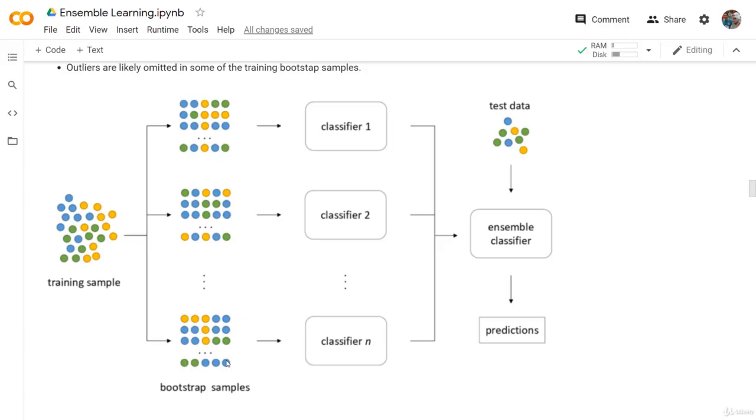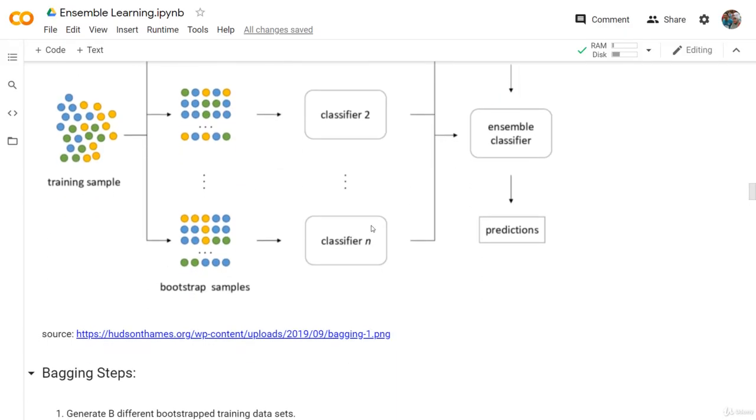N bootstrapped samples. The first dataset will be the input for the first classifier or the first regressor, and the second bootstrapped sample will be the input for the second classifier or regressor, and so on. Then we combine all these weak classifiers into one strong classifier called the ensemble classifier. For classifying or predicting the test data, we use the ensemble classifier. We don't really use any of the classifiers alone.